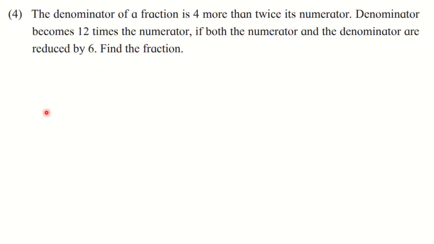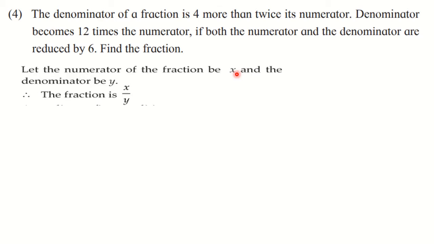Let us go further. Question number 4. The denominator of a fraction is 4 more than twice its numerator. Denominator becomes 12 times the numerator if both the numerator and denominator are reduced by 6. Find the fraction. So here the fraction has a numerator and denominator. So let us consider numerator as x and denominator as y. So let the numerator of the fraction be x and the denominator be y. And therefore the fraction is x upon y, which we want to find. Find the fraction. So the fraction is written here.